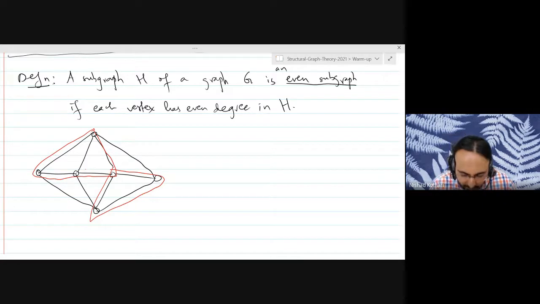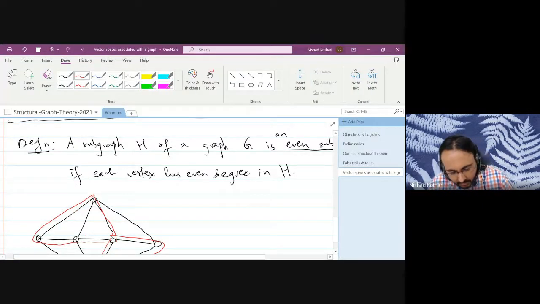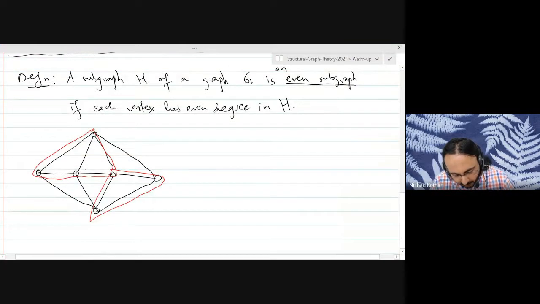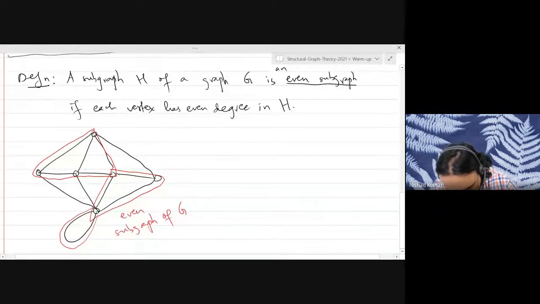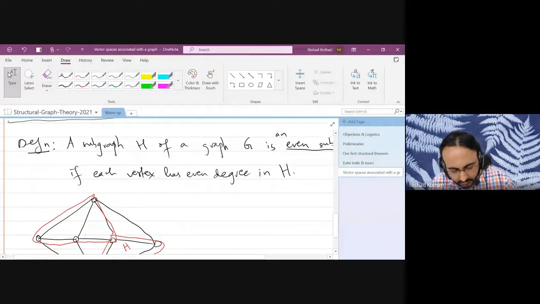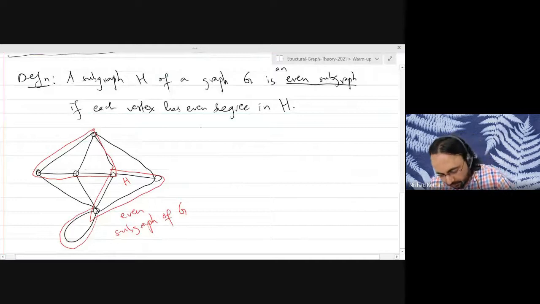Okay. We are also going to allow loops. So if you have a loop, for example, then you can also pick that loop, because what we are looking at is the degree. And remember, when we look at the degree of a vertex, the loops are counted twice. Okay. So here is an example of an even subgraph of the given graph G, and the red colored subgraph is H. Any questions or concerns about what is an even subgraph?